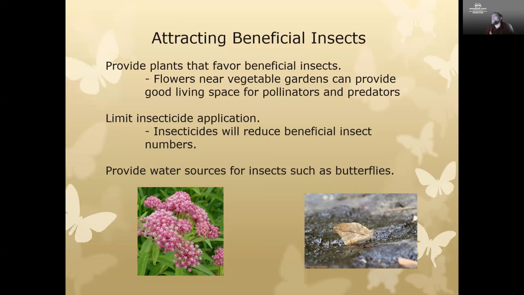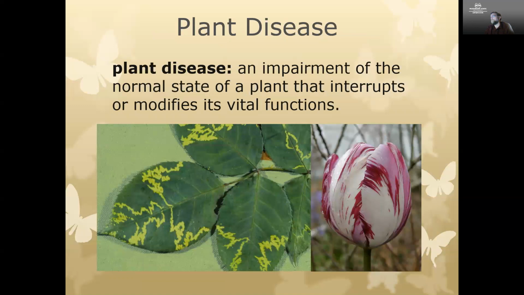Just to continue on, we do also want to make sure that we're providing water sources for beneficials. A really good example of that is butterflies. In a butterfly garden, it's always a good idea to have some rocks where we can have some water accumulate, because the butterflies like to come out and get their water from that rock surface.